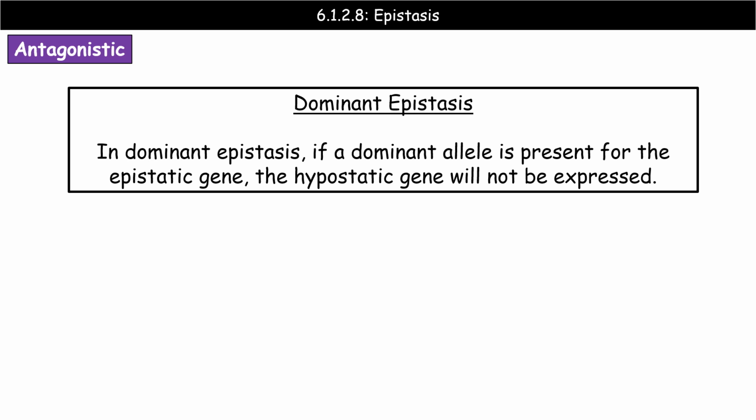Now, the second type of epistasis we're going to look at is the dominant antagonistic epistasis. Now, in the dominant epistasis, if we have a dominant allele present for our epistatic gene, then we are not going to express the hypostatic gene. So again, what we're looking at here is what's present in that first gene locus. That is then going to determine whether the second is going to be expressed or not.